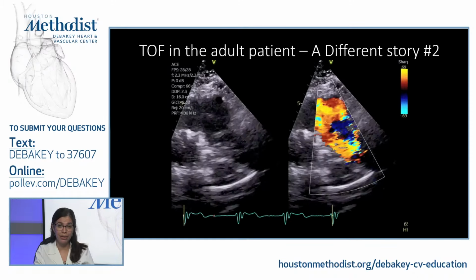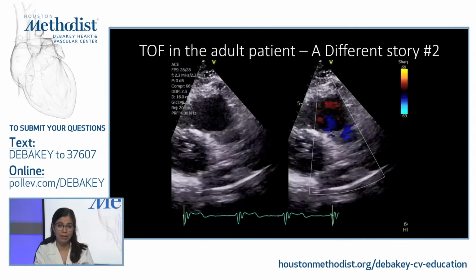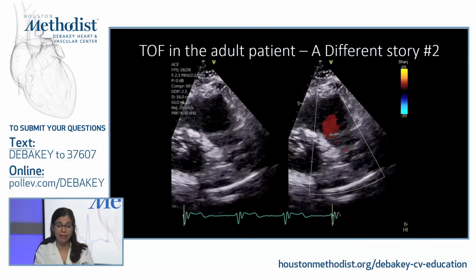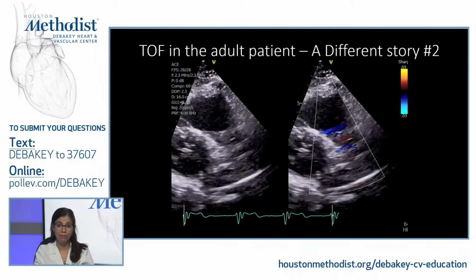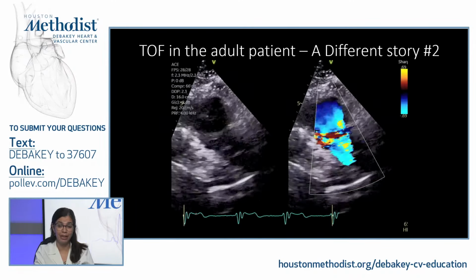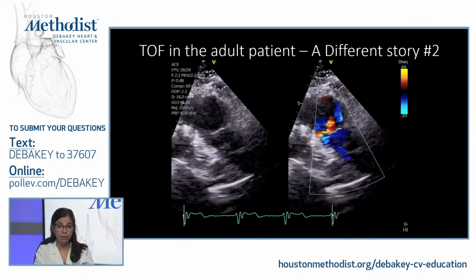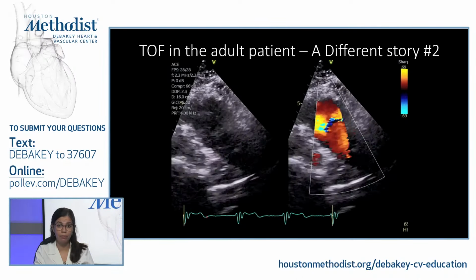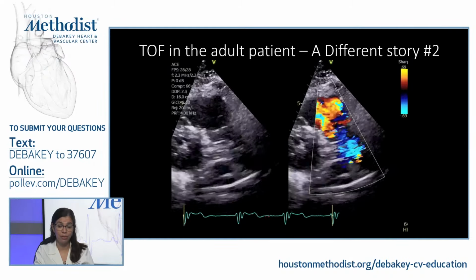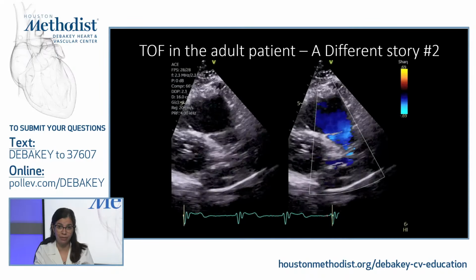It's important to keep in mind that because of the rapid equalization of pressures, the pulmonary regurgitation jet may be faint and not last long over time. So it's important in all tetralogy of Fallot patients to look at the pulmonary valve frame by frame to make sure that we don't miss severe pulmonary regurgitation.